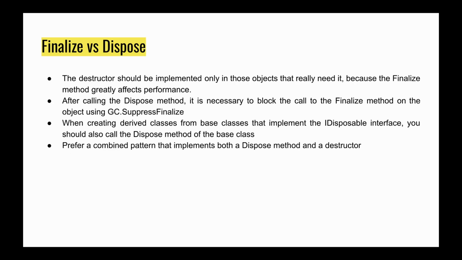General guidelines for using Finalize and Dispose. The destructor should be implemented only in those objects that need it because the Finalize method greatly affects performance. After calling the Dispose method, it is necessary to block the call to the Finalize method on the object using GC.SuppressFinalize. When creating derived classes from base classes that implement the IDisposable interface, you should also call the Dispose method of the base class. Prefer a combined pattern that implements both a Dispose method and a destructor.